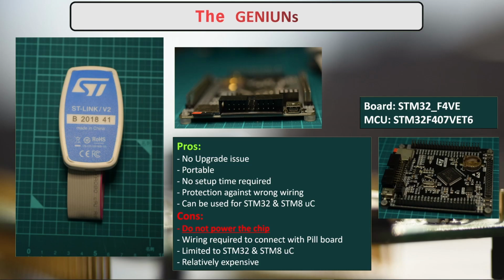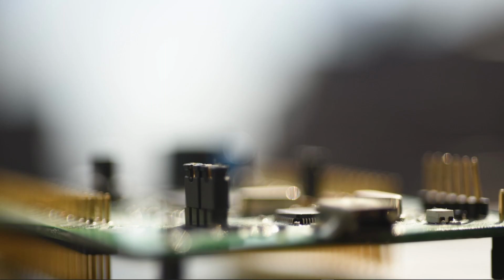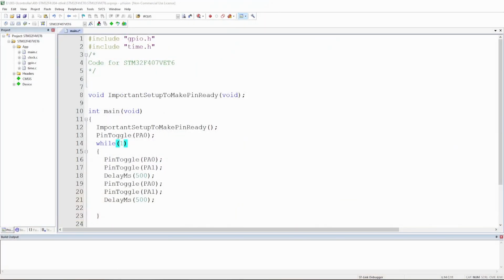Okay, and finally, compared to the other one, this one is a little bit expensive. You sometimes have to pay 20 to 30 US dollars or even more depending on the timing to get this genuine one. Okay, same as the previous one, let's quickly take a look at this one. So probably, yeah, the VET6, and this is the code.